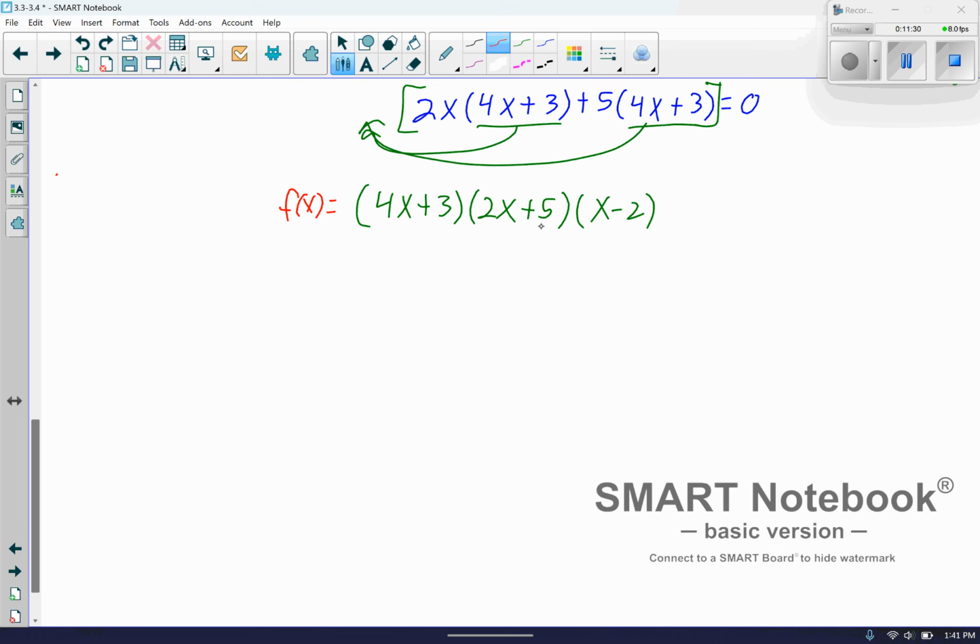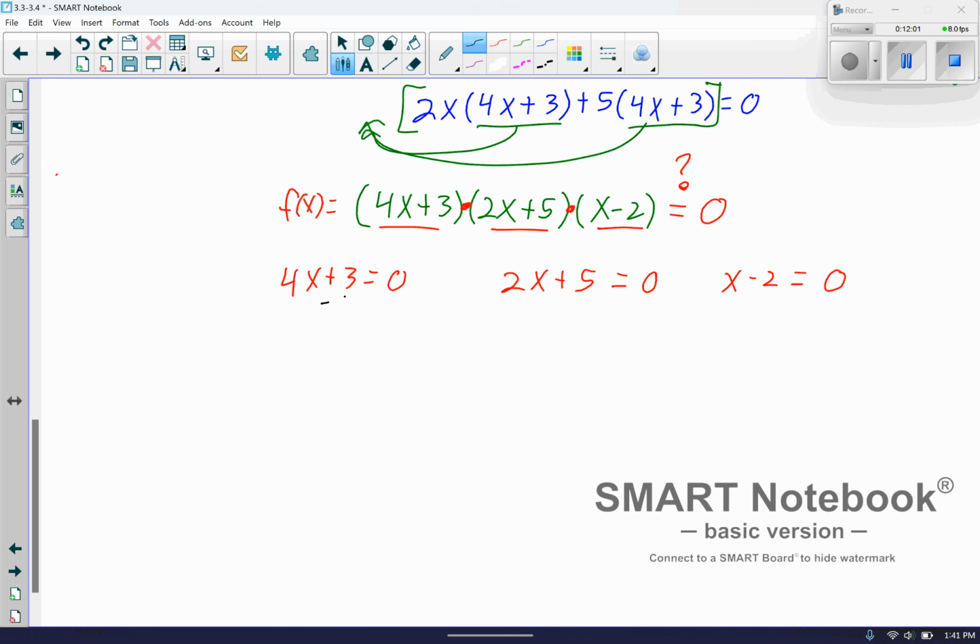So once again, we're trying to figure out what makes this equal 0. You need to take each one of these, set them equal to 0, and solve. So 4x plus 3, set that equal to 0. 2x plus 5, set that equal to 0. And then x minus 2, set that equal to 0. Because these three things are getting multiplied together, and if any one of them is 0, the whole thing will go to 0, because 0 times any number is going to equal 0.